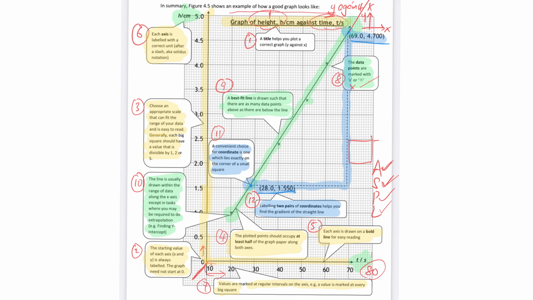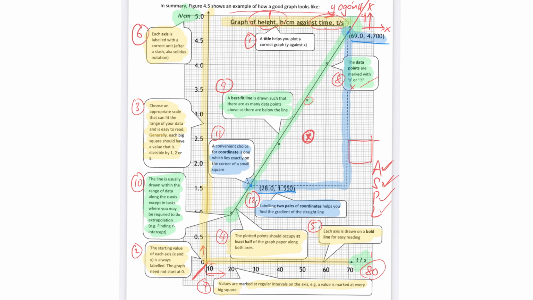Now, sometimes there might be a case where one of the points, let's say this point here, is quite out of the norm compared to the rest of the points. When that happens, this point is considered anomalous data, and what you can do is, if you do not have time to repeat the experiment and you want to proceed and draw the graph, then you can just circle it out and ignore that point.